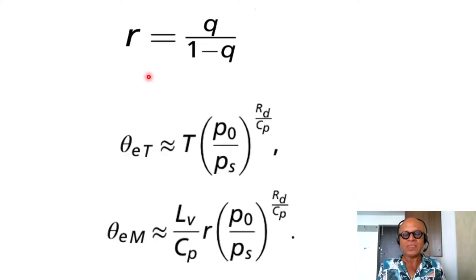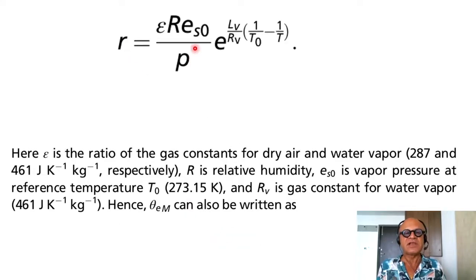So here R, this is different than this R, sorry about that, is still related to humidity. So epsilon is the ratio of gas constants for dry air and water vapor, so RD and RV. R is the relative humidity here, so be careful.